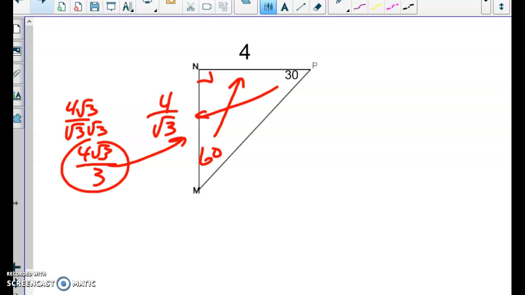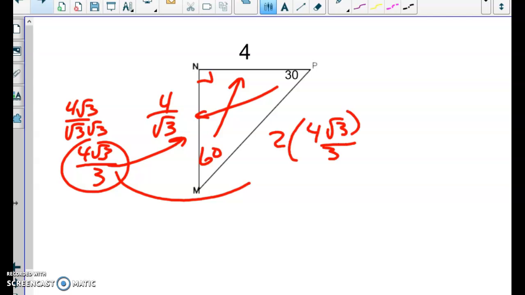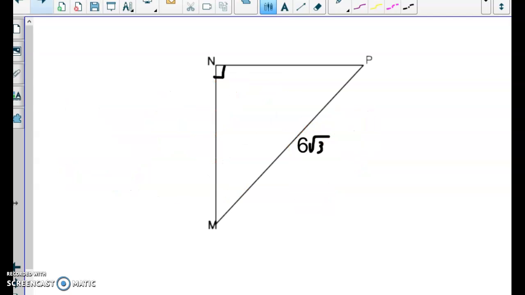And then to go from the short leg, which is 4 root 3 over 3, to the hypotenuse, all I have to do is take 2 times it, and I get 8 root 3 over 3. So it doesn't matter what they are, we're just multiplying short leg times 2 to get to hypotenuse, or short leg times square root of 3 to get to the long leg.